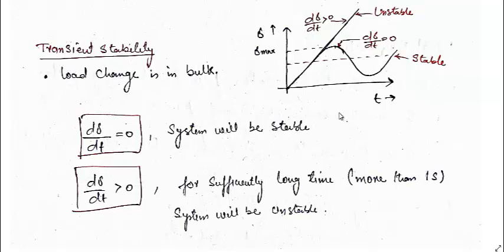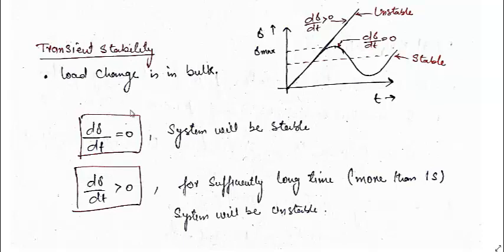Today we'll discuss the new topic, transient stability. As we know, transient stability is the ability of the system to regain its original steady state or to remain in synchronism after the load change, which is in bulk. We can say load change in bulk. And I have told you this bulk means load change can be fast and load change can be very large.